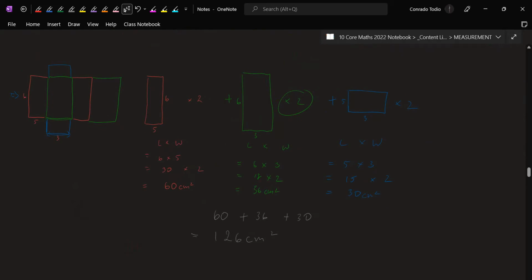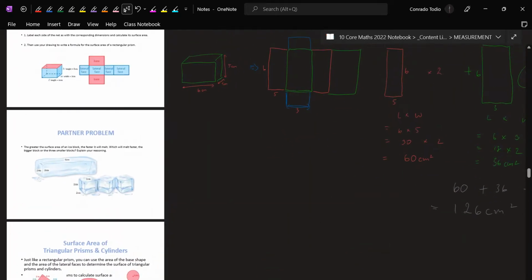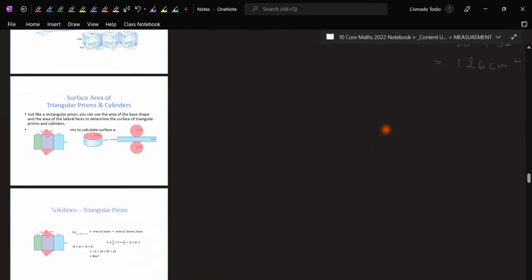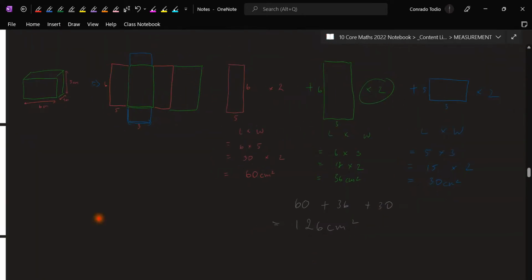Now, you might be thinking, Mr. Torre, that's a lot of work. I can't be bothered doing that. There is actually a quick formula to doing this. Okay? And the formula for it is, I don't know if it shows you here. Nope. Okay, I'll write down the formula for it here.